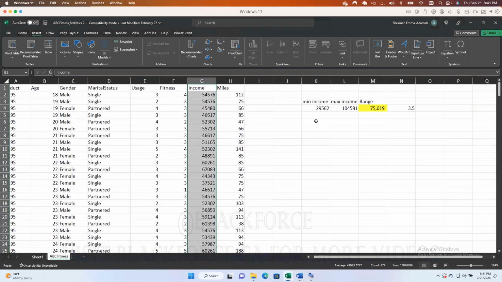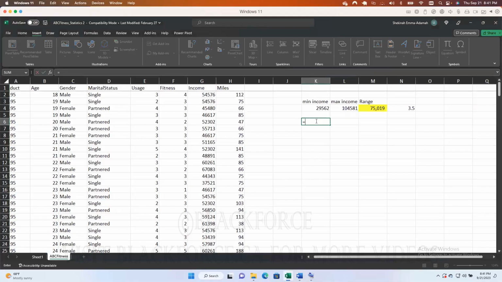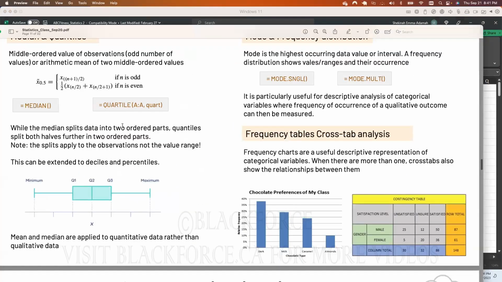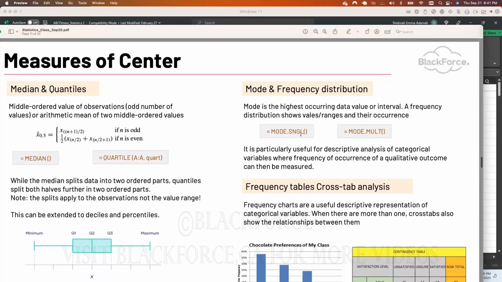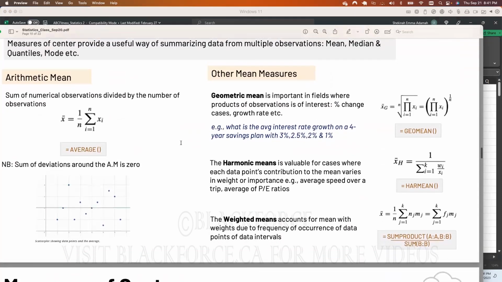Really straightforward. To get the mean, remember, you can always refer back to the slide. The slides have the Excel equivalent of how to do lots of the computations, from mode to quartile to median to the arithmetic mean. So it's all there. You can always reference it, right?